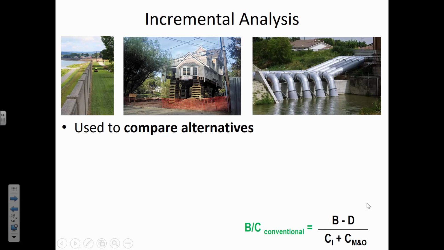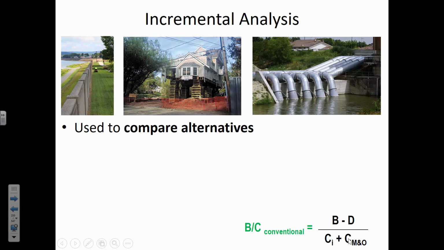Disbenefits. And so those are the disadvantages having to do with delay or environmental degradation, or inconvenience or just whatever problems arise out of a project. So benefits minus disbenefits, and then in the denominator are the initial construction costs, which are generally provided in terms of a present sum, and then the operation and maintenance costs, which are usually annualized.